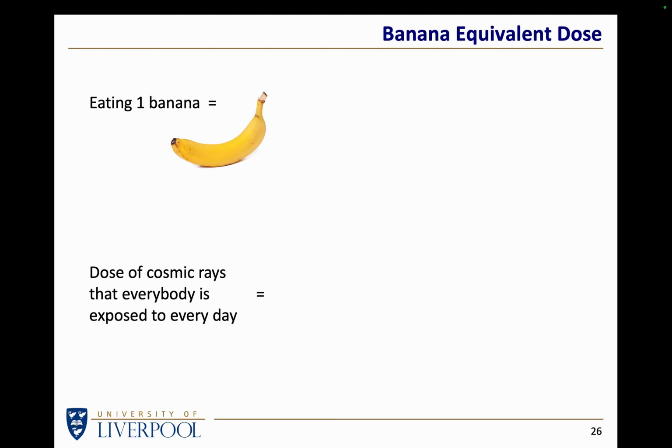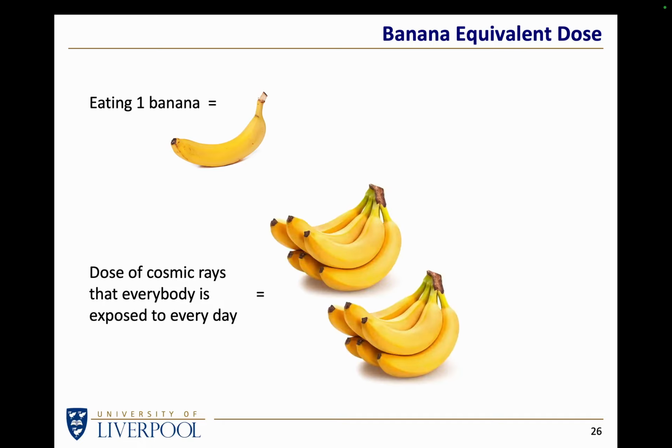For instance, if we wanted to say, well, cosmic rays are arriving in this room and going through the room, going through the cloud chamber, going through the Geiger counter, how much does everybody receive as a dose from cosmic rays? If I gave that in physics units, it would mean nothing to you, but we could give it in banana equivalent doses and say, how much do you receive from cosmic rays compared to eating 1 banana? And the answer is cosmic rays every day is equivalent to something like 2 hands of bananas. In other words, it's 10 times the amount.